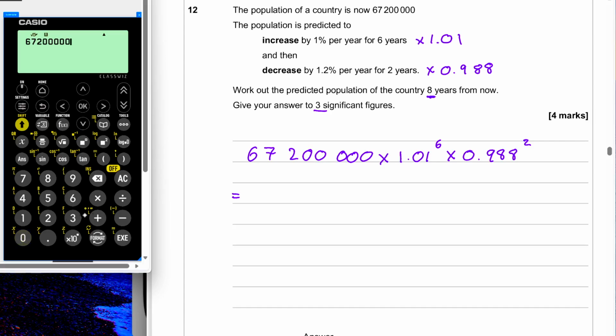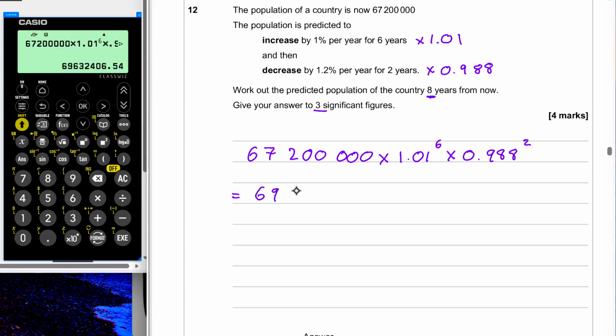67,200,000. Just check I've got the right number of zeros there. 5. Yep. Times 1.01 to the power 6 times 0.988 squared. So that gives us 69,632,406.54. But we want it to 3 significant figures. So first, second, third significant figure. So we're going 69,600,000.